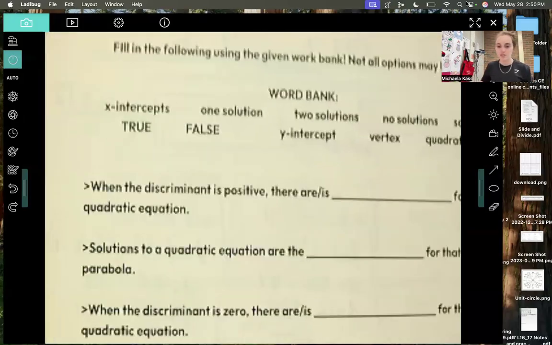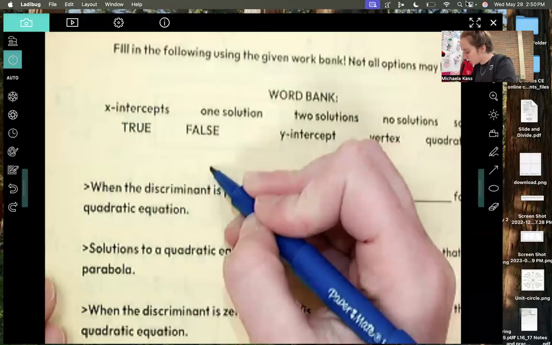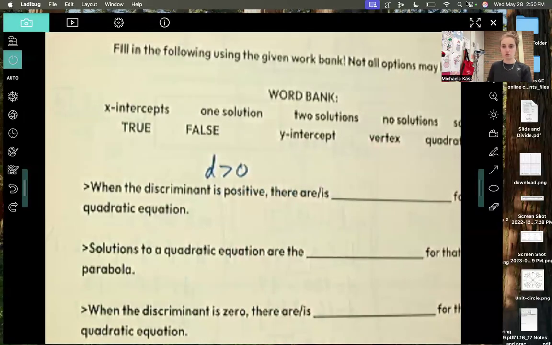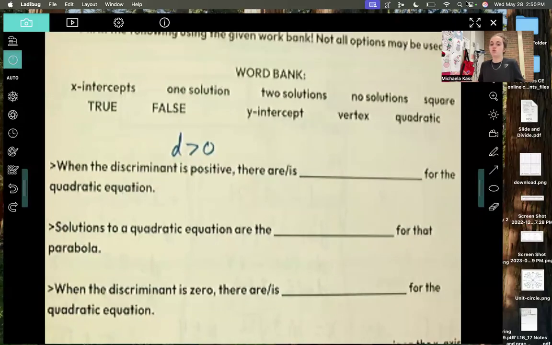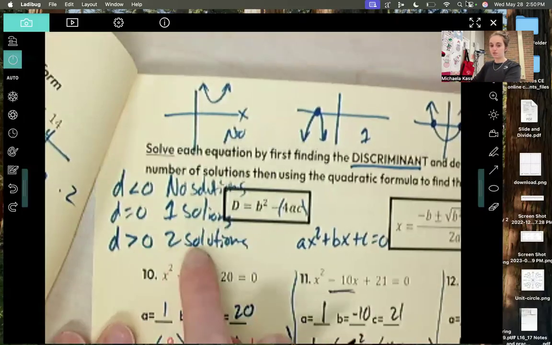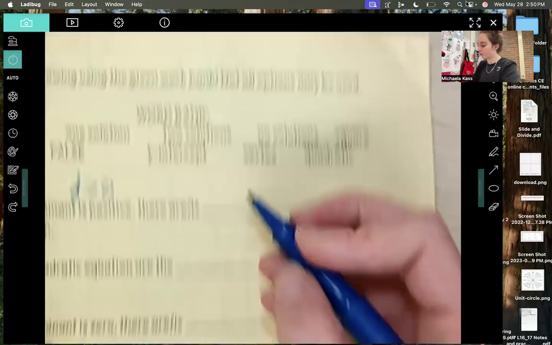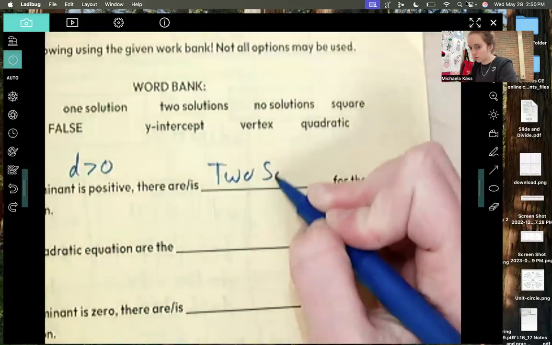It says when the discriminant is positive, AKA when D is greater than 0, so those are positive numbers, there are blank solutions for the quadratic equation. How many solutions are there if it's positive? You wrote it down. Look at it again. If it's positive, there's 2. So you'd write 2 solutions.